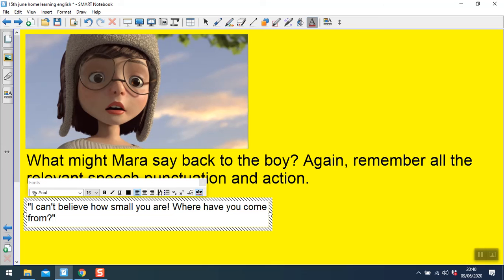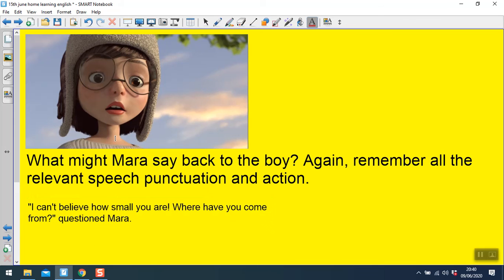"I can't believe how small you are. Where have you come from?" questioned Mara. Full stop. So we don't always want action, we need to pick and choose, so it's not always repetitive. So hopefully your sentence includes inverted commas, a capital letter to start your speech, and then a question mark, an exclamation mark or a comma before you close your inverted commas, and then who said it, and perhaps how they said it, and any action.